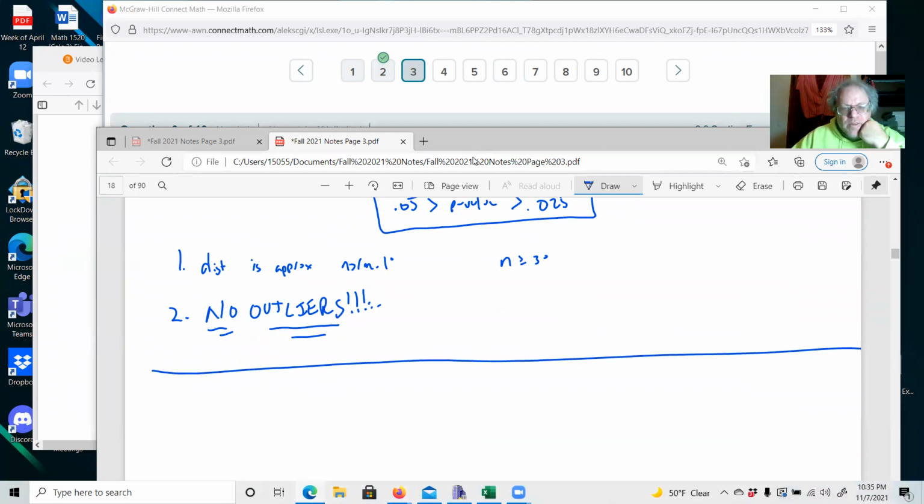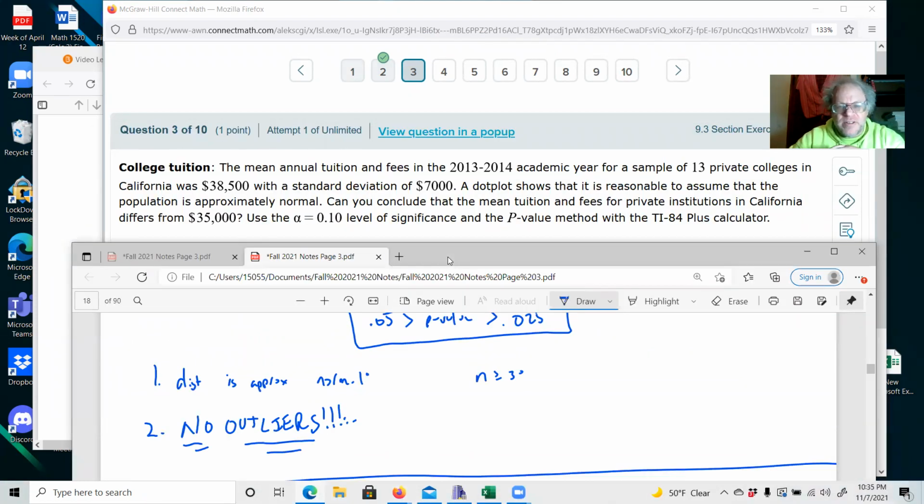So let's read it here. It says the mean annual tuition and fees in the 2013 to 2014 academic year for 13 private colleges was $38,500. It's a lot of money. With a standard deviation of 7,000. The dot plot shows it is reasonable to assume. Thank you for listening to that. Okay. And this is generally the way that my problems are going to be structured as well. Like it is reasonable to assume that the population is approximately normal. I'm not leaving that up to you.